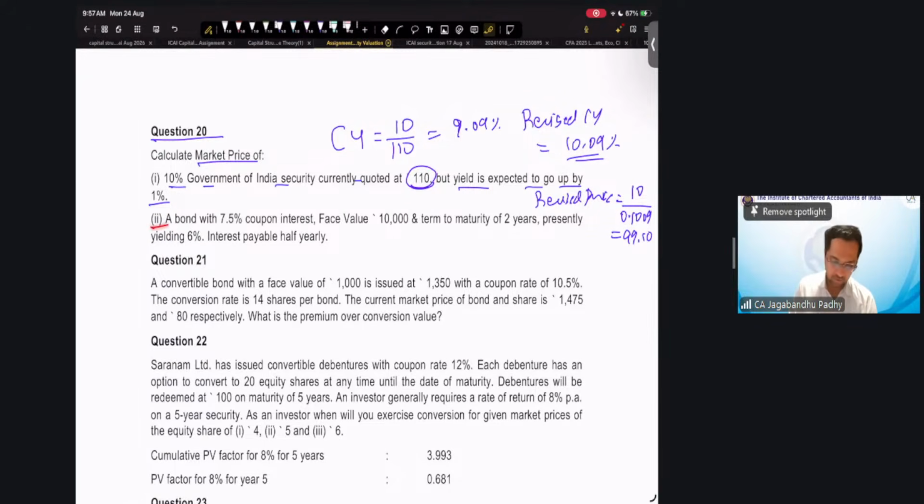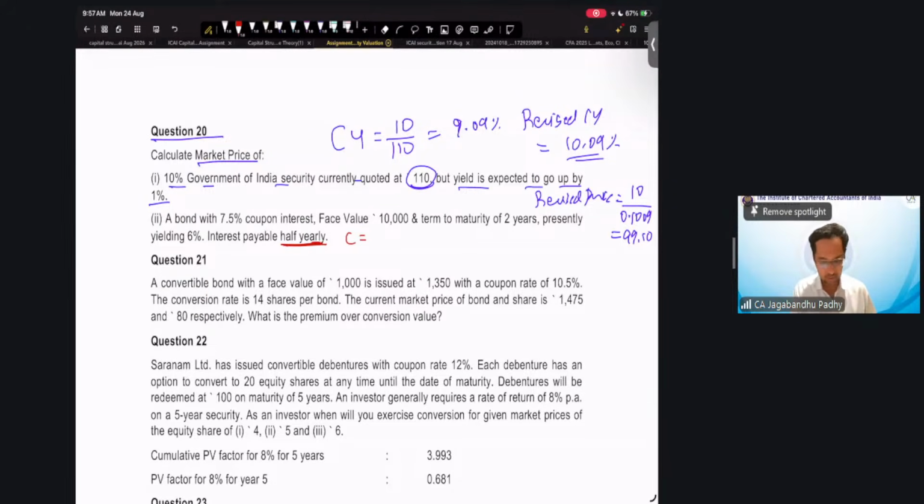Okay. So the second one, guys: a bond with a 7.5% coupon interest, face value 10,000, term to maturity is 2 years. Presently yielding 6%, interest is payable half yearly. Now this is pretty easy. We can get the value of this bond as simply the present value of the coupons. But remember, coupons are now going to be half yearly. So what will be the coupon value, guys?